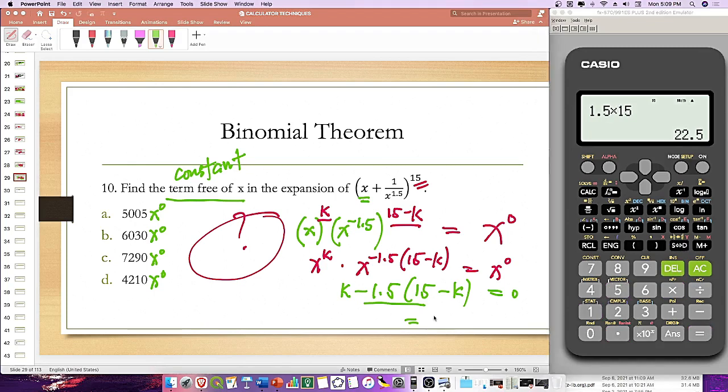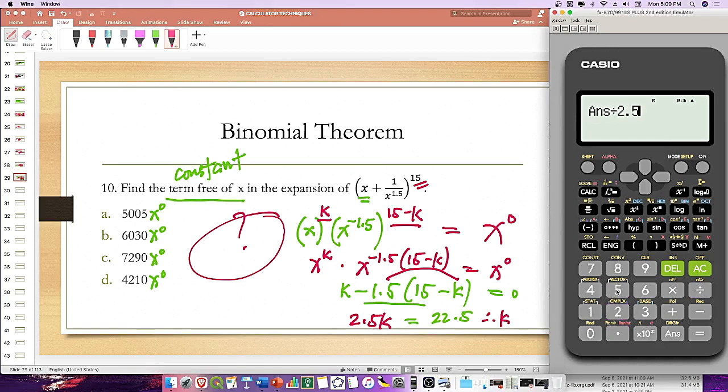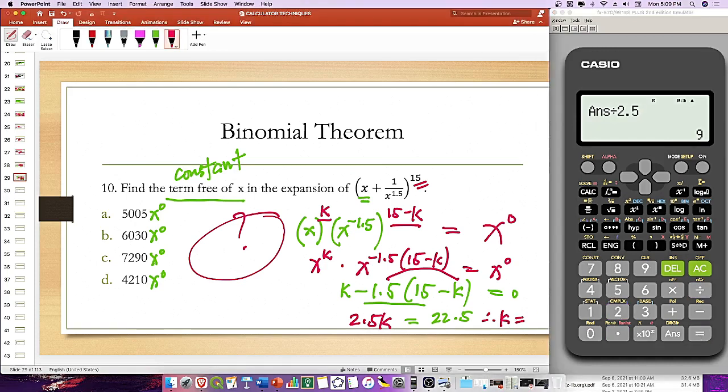22.5. Now, if I'm going to multiply this term to that term, the result will be positive 1.5 k. Positive 1.5 k plus k will result in 2.5 k. Therefore, we can now solve for the value of k. So 22.5 divided by 2.5 is 9. Meaning to say, the value of k is equal to 9.